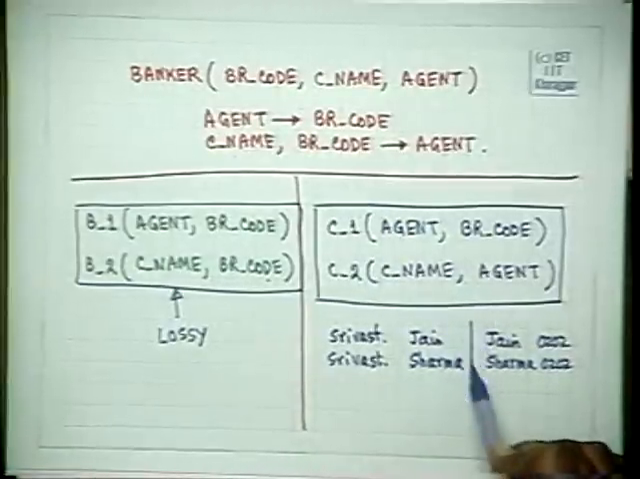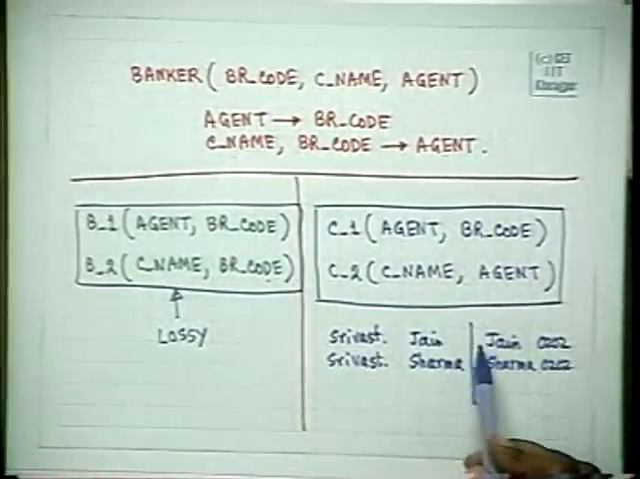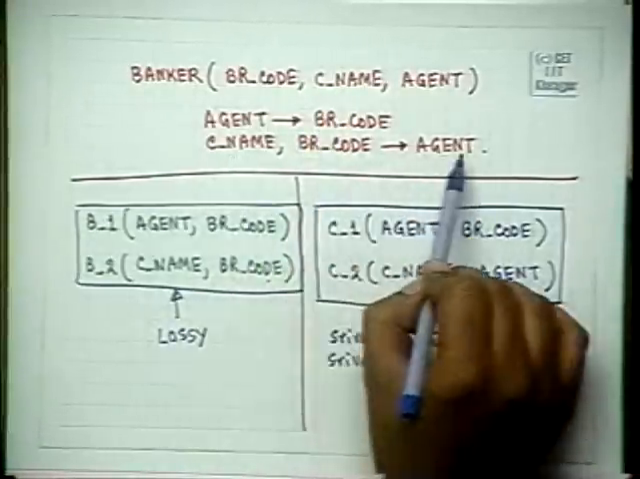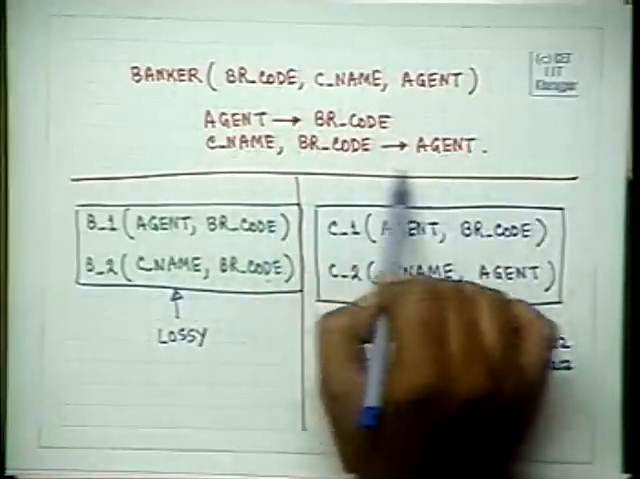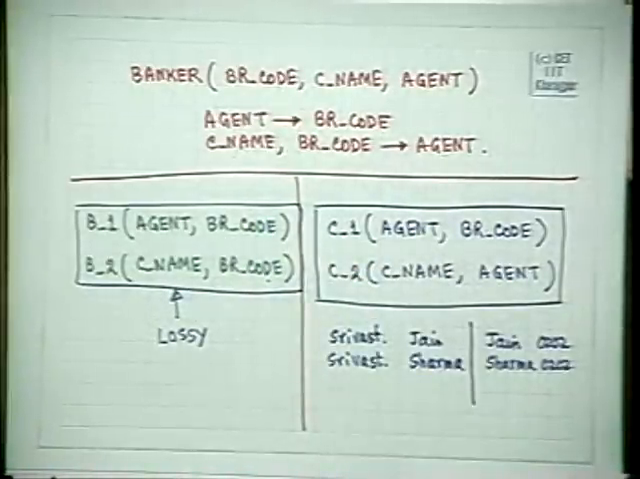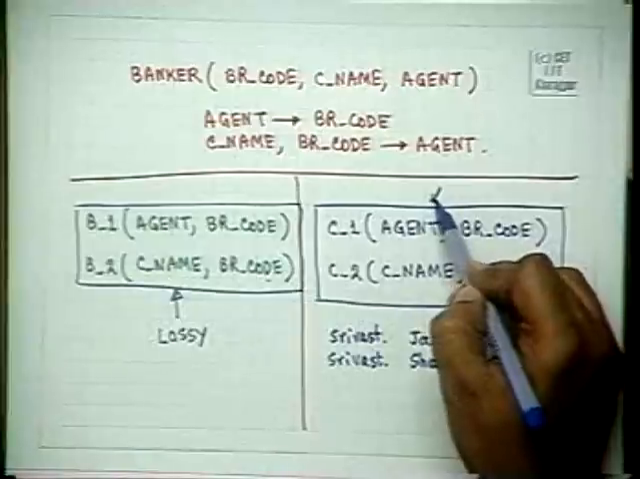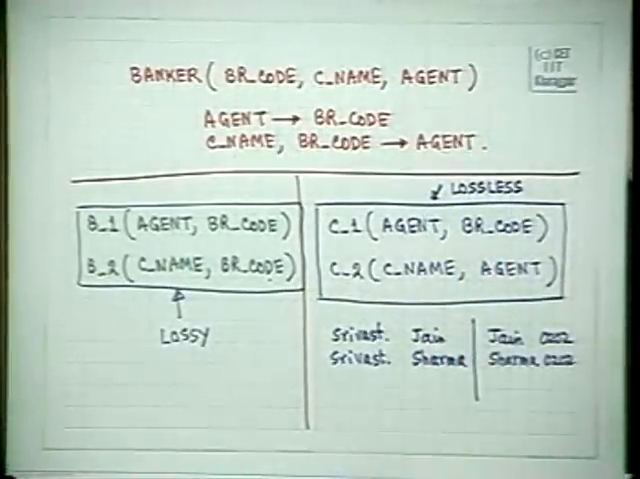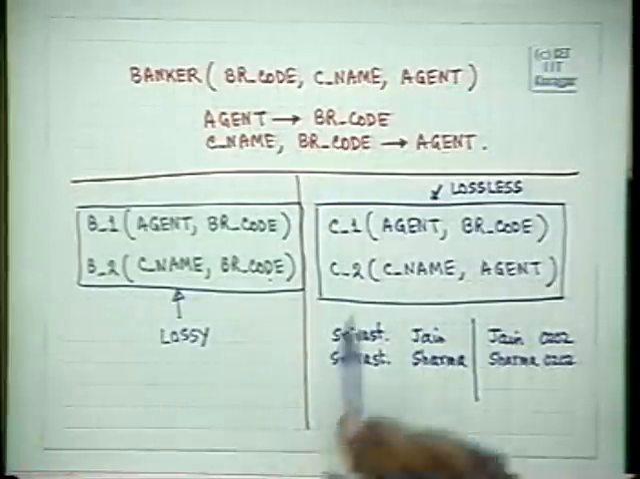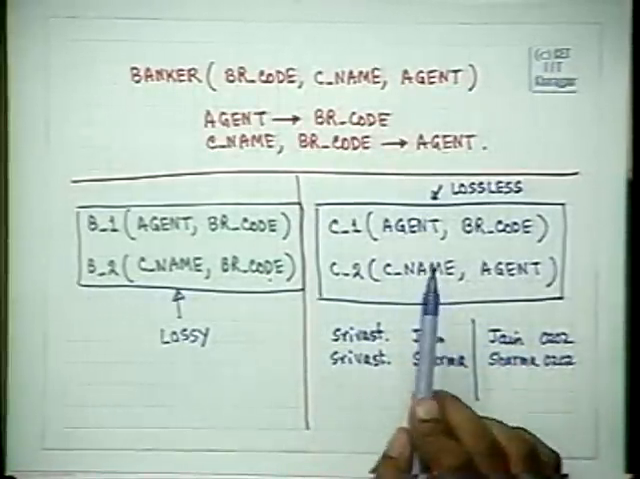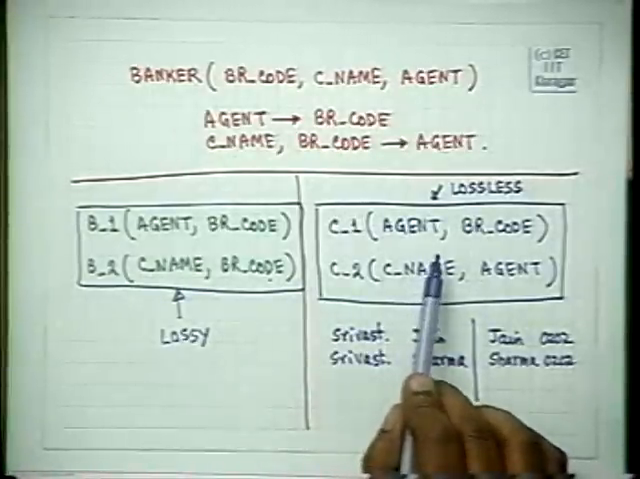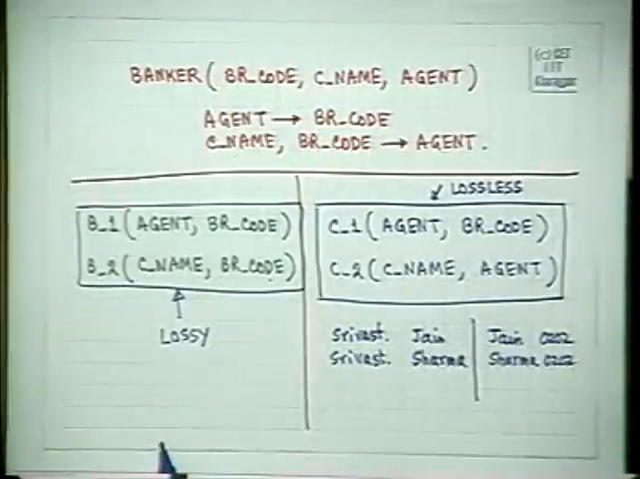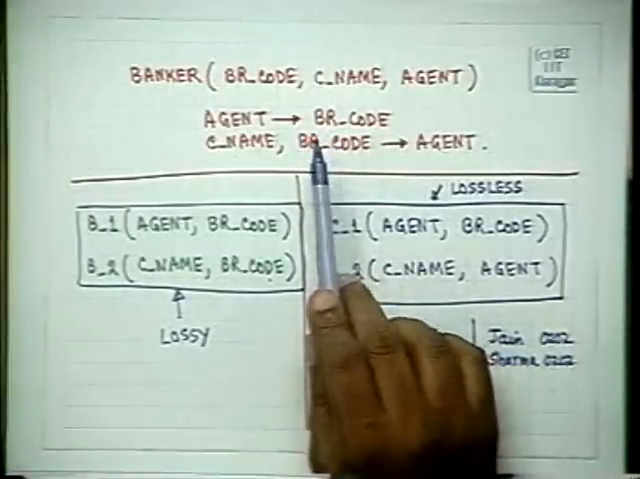So the potential difficulty of having a lossy component, which is this example, cannot arise for this case because of this functional dependency. Therefore, this is a lossless decomposition. So this is a lossless decomposition as well as it is in Boyce-Codd normal form, but it is not a dependency preserving one. It is not a dependency preserving decomposition.